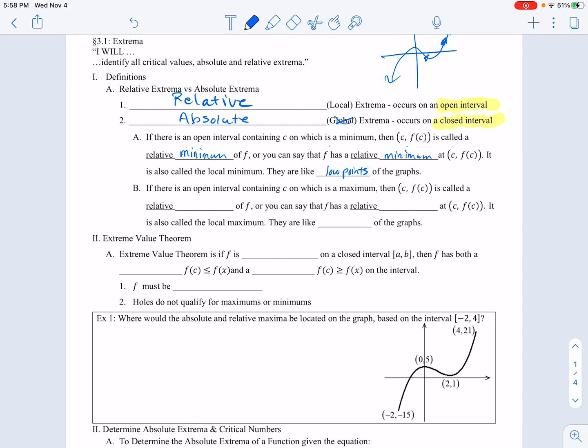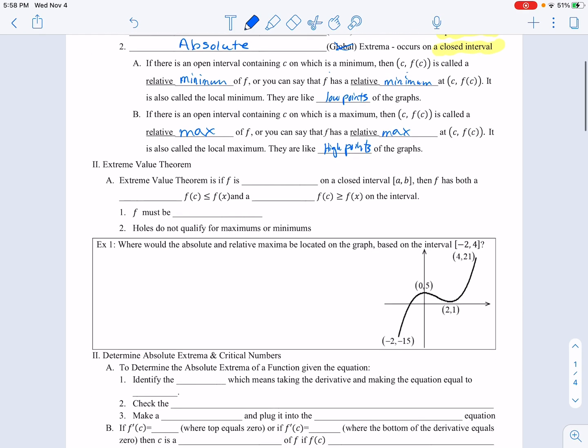If there's an open interval containing C on which it is a maximum, then f of C is called a relative max of f. You can say that it has a relative max at blah, blah, blah. It's also called a local max. They are like the high points.